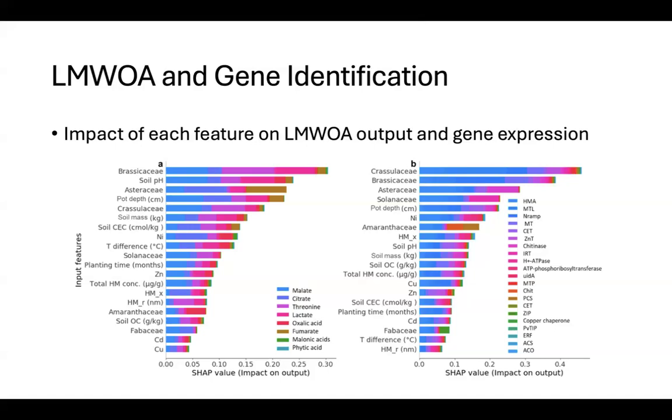They also looked at the impact of each input feature on acid output and gene expression, finding that plant family Brassicaceae, soil pH, and plant family Asteraceae had the most impact on acid production, and plant family Crassulaceae, Brassicaceae, and Asteraceae all had the most impact on the genes expressed within the hyperaccumulators.